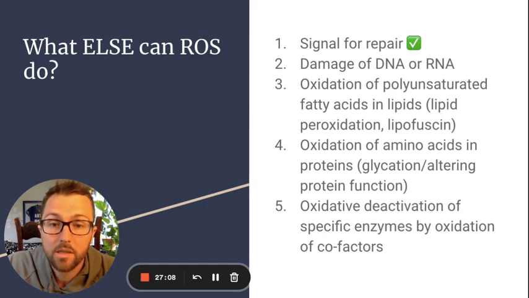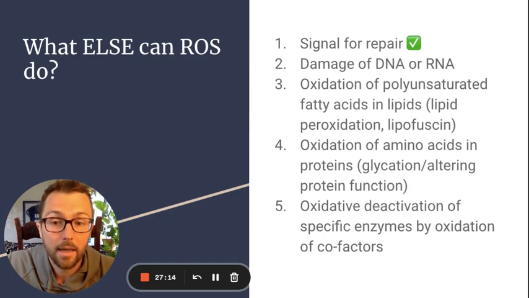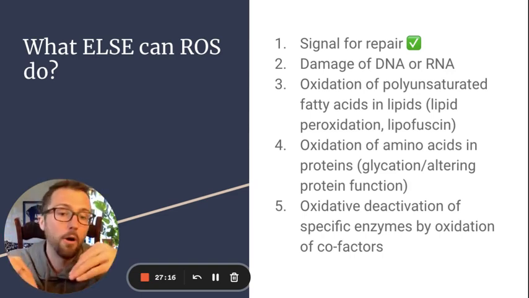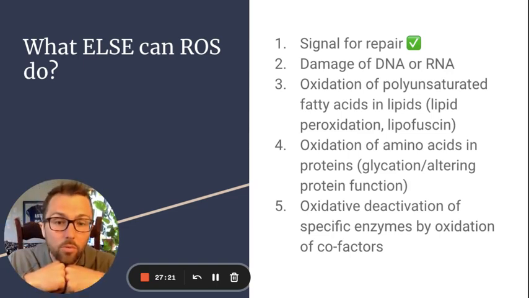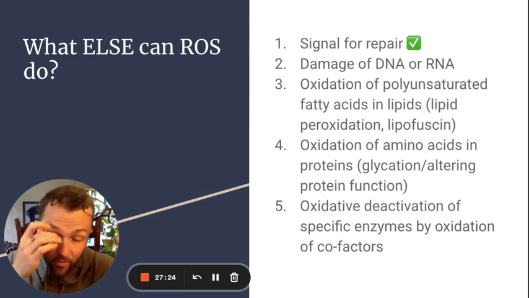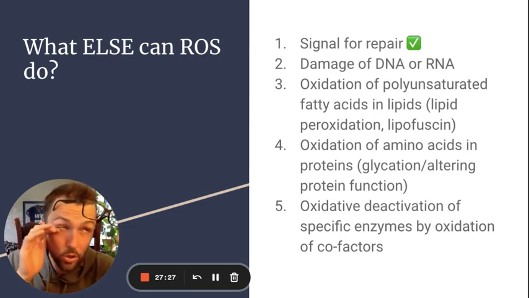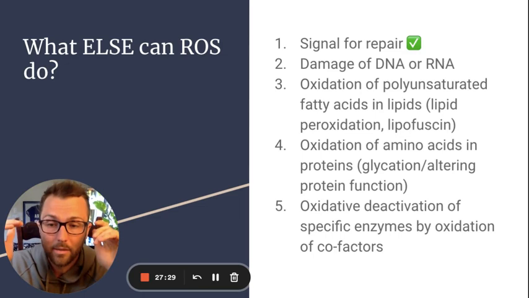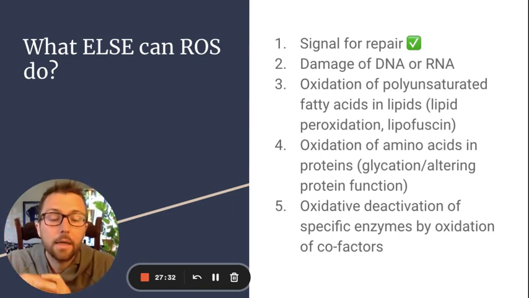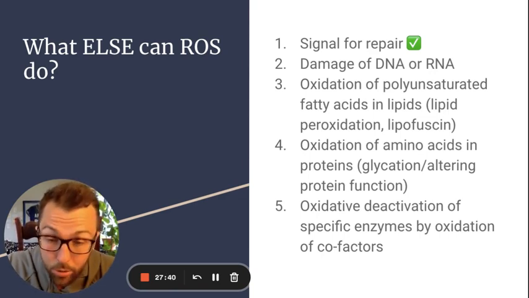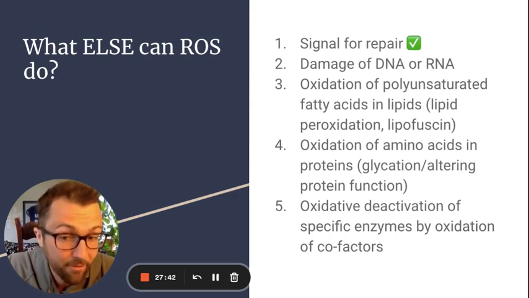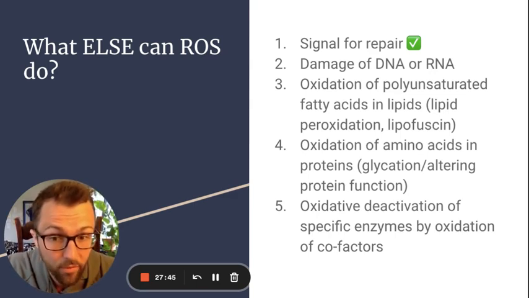So ROS can also oxidize polyunsaturated fatty acids and lipids. This is what liver spots are and what white hair comes from, right? So lipid peroxidation or lipofuscin, these are all results of excess ROS, liver spots, white hair. And then the oxidation of amino acids and proteins, right? So, as mentioned before, glycating protein receptors, altering protein function. These are all important for diabetics as well.